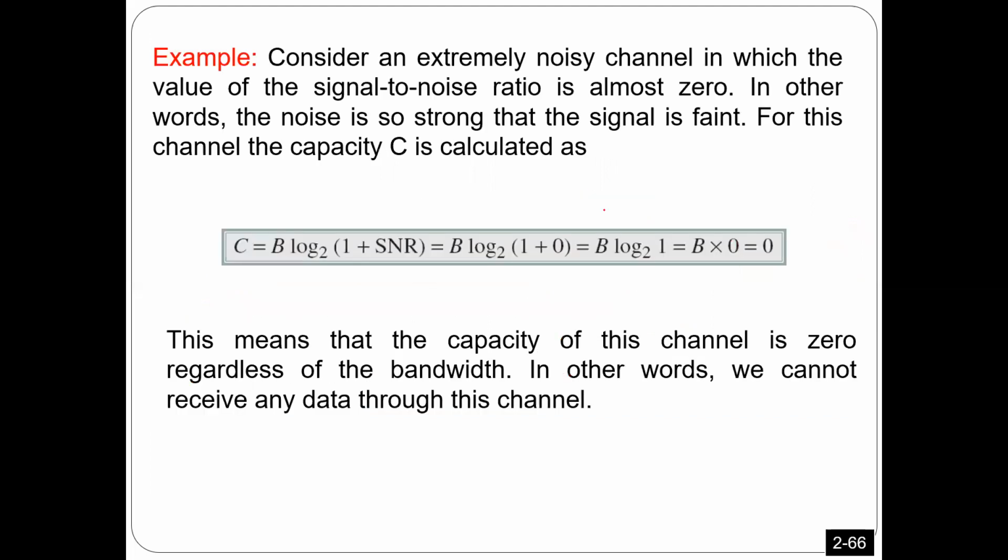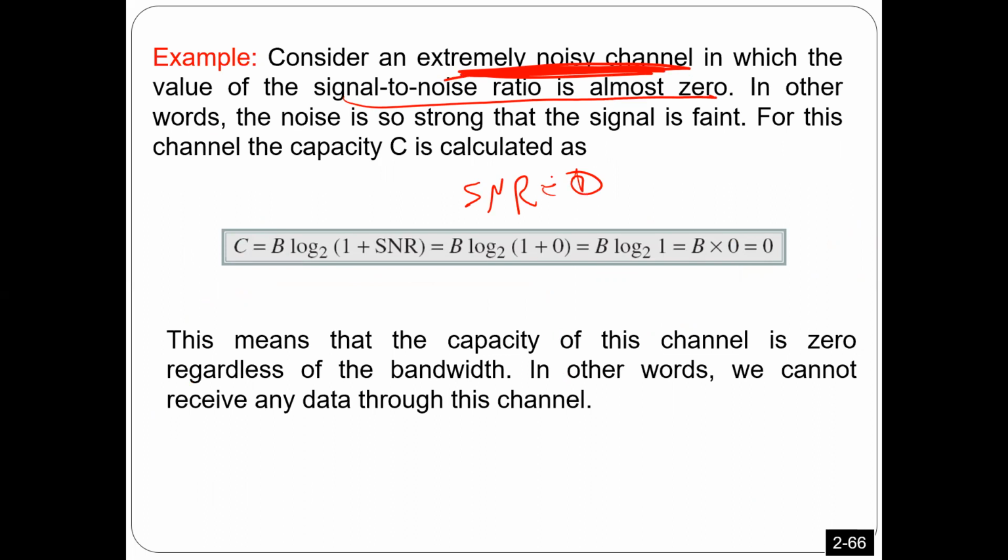Okay. Let's have some examples. We have a very interesting example here. We assume we have an extremely noisy channel. That means the signal to noise ratio is zero. So you have too much noise. You almost don't have a signal here.